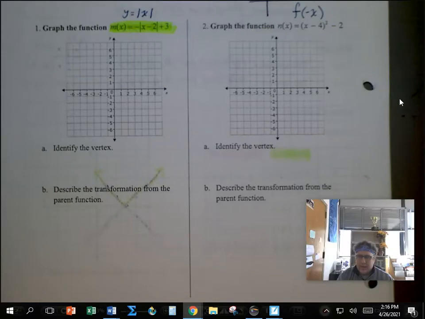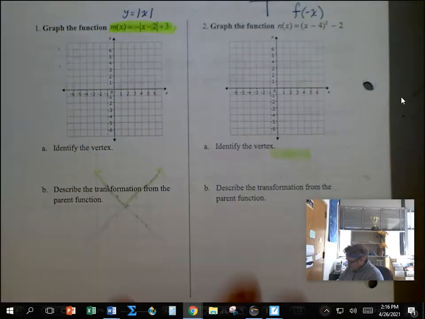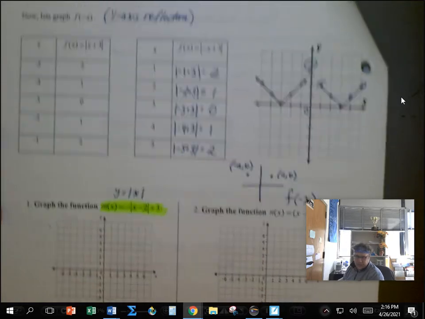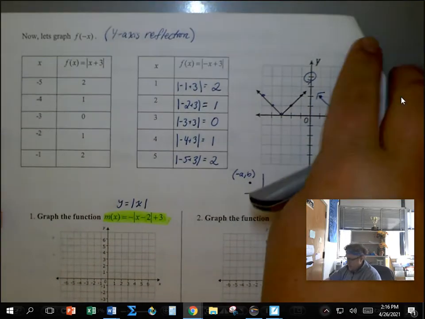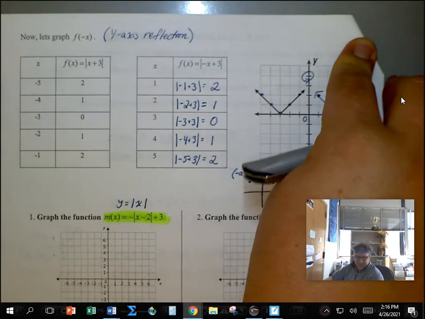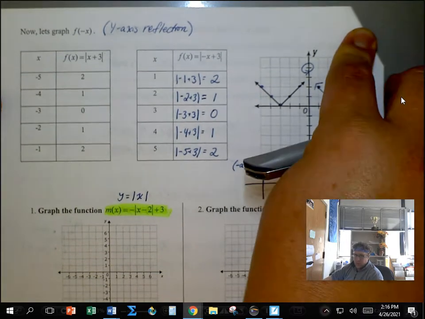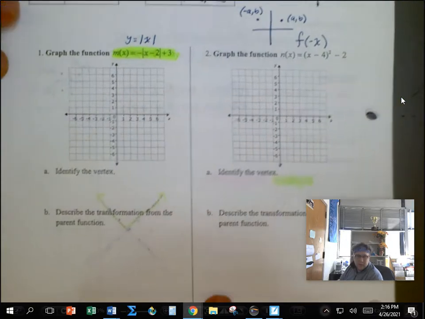All right, welcome back. We are on this page. I know we don't have page numbers for this one, but we're on the same page in the day two notes as before, but we've already finished the y-axis reflection. So we're moving down to number one now.